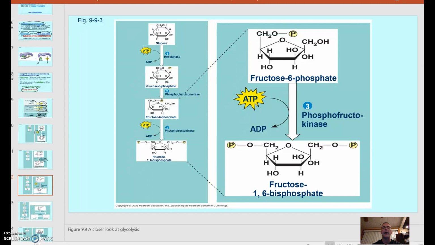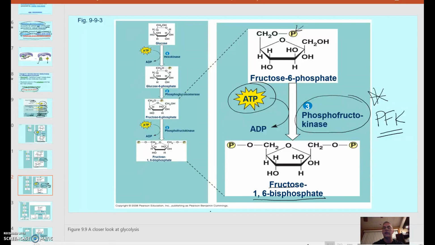Okay, the next step, we're going to come back to this again, but this is one of the regulatory enzymes I do want you to know. That is the PFK, which is phosphofructokinase. That's the enzyme that controls this second phosphorylation. So we've already invested 1 ATP to give us this first phosphate. The second investment fully destabilizes this molecule. It now becomes fructose 1,6-bisphosphate because there's a phosphate in the first and the sixth position, and it makes that molecule highly unstable.